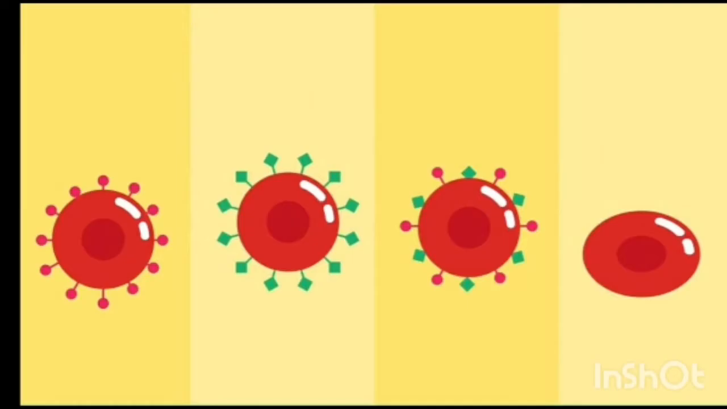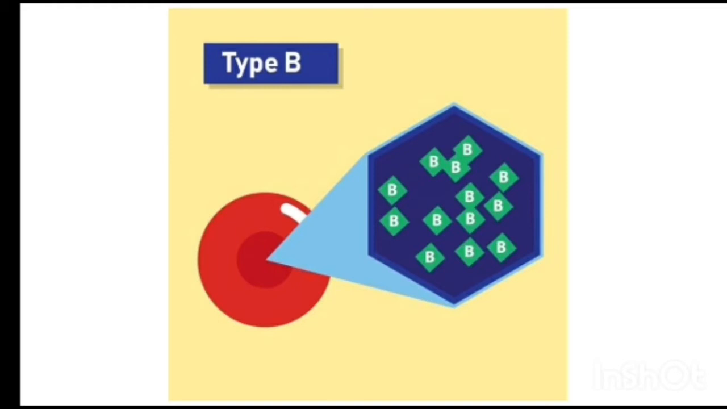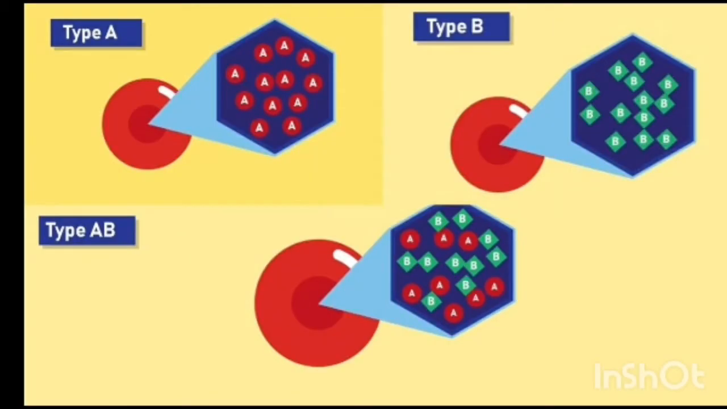So there are four types of blood groups, and these four types of blood groups are based on a type of antigen which is present on the outer membrane of RBC. For example, in type A blood group, the RBC consists of A antigen on its surface, or on its membrane, and in type B, the outer membrane of RBC consists of antigen B.